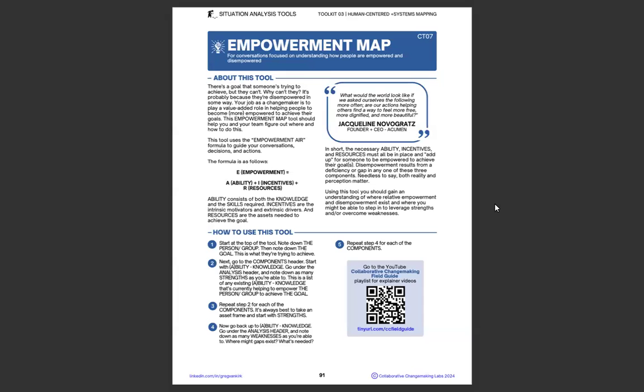The formula is as follows. Empowerment, for someone to be empowered, equals A, which is the ability, plus I, the incentives, plus R, the resources. Ability consists of both the knowledge and the skills required to achieve a goal. Incentives are the intrinsic motivators, things that drive the heart, that drive you to want to do things internally, intrinsically, and extrinsic drivers. And resources are the assets needed to achieve the goal. It's the things that you need. It could be money, it could be equipment, what have you.